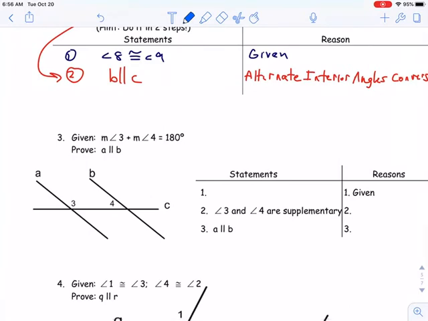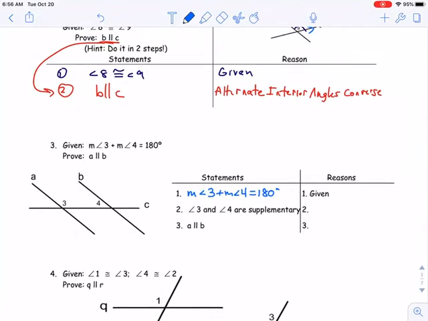Nothing really to draw. We just got to keep that in our back pocket that we know that they add up to 180. So since they add up to 180, that's given. We know that they're supplementary by definition of supplementary.